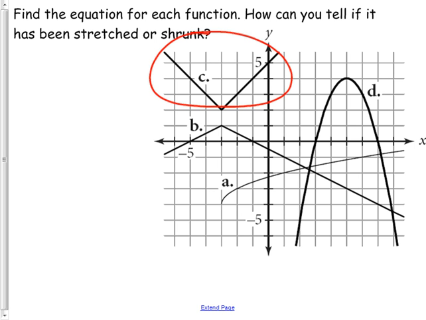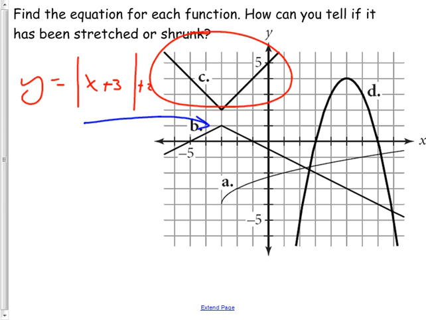Okay, would you agree that it's an absolute value? Would you agree that there's a 3 involved? All right, because it moved 3 to the left, so how do I do that? +3, and then it went up 2, so I go +2. All right, now B is significantly harder because it's also been moved, but it's also been stretched and flipped.